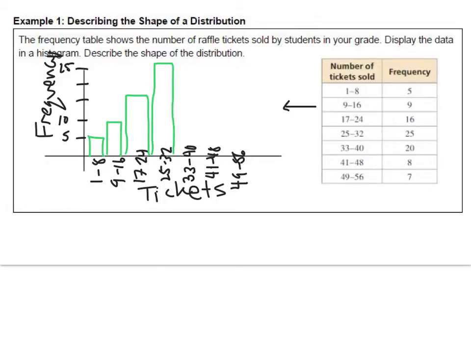33 to 40 would be up to 20, so it'd be somewhere there. Okay, and then we have 8 and 7, so I'll finish up here. 8's going to be a little bit lower than 10, and then 7's going to be a little bit above 5. And if I'm a little off, I apologize.